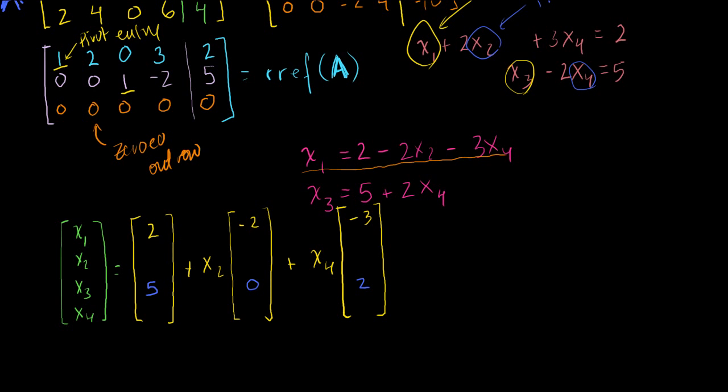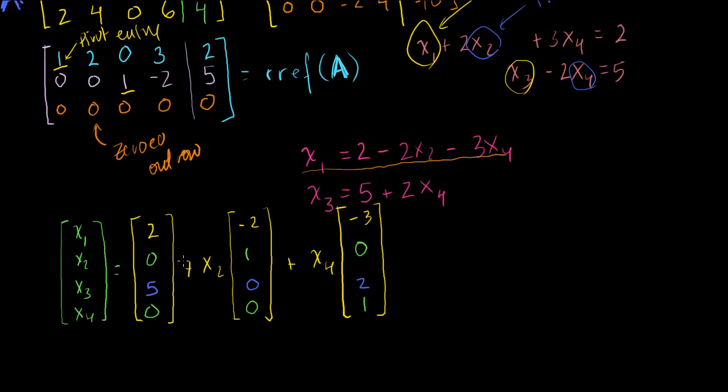Now, what does x2 equal? Well, you could say x2 is equal to 0 plus 1 times x2 plus 0 times x4. Right? x2 is just equal to x2. It's a free variable. And similarly, what is x4 equal to? x4 is equal to 0 plus 0 times x2 plus 1 times x4.